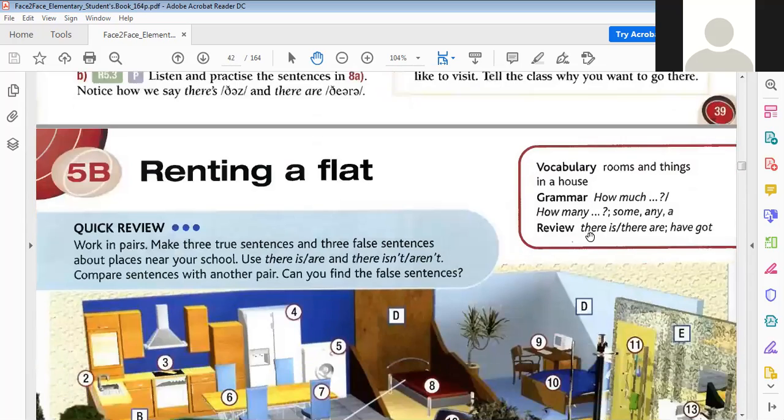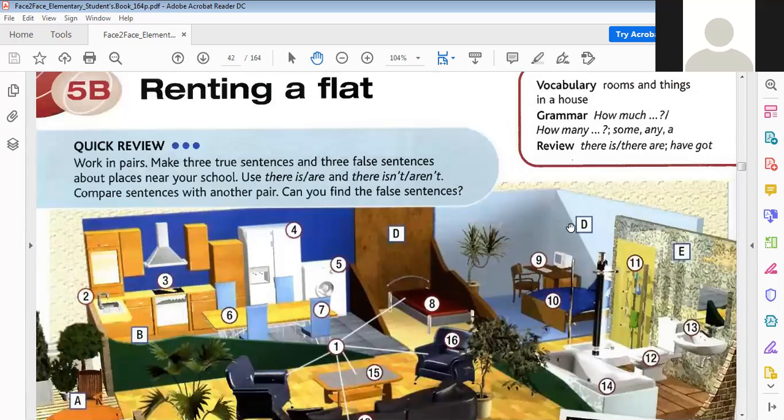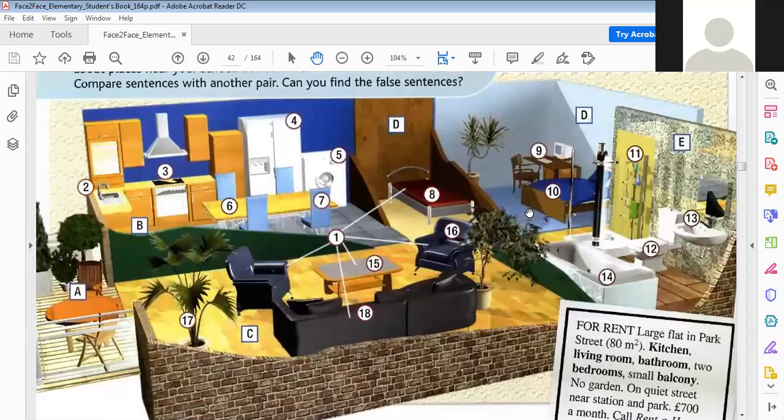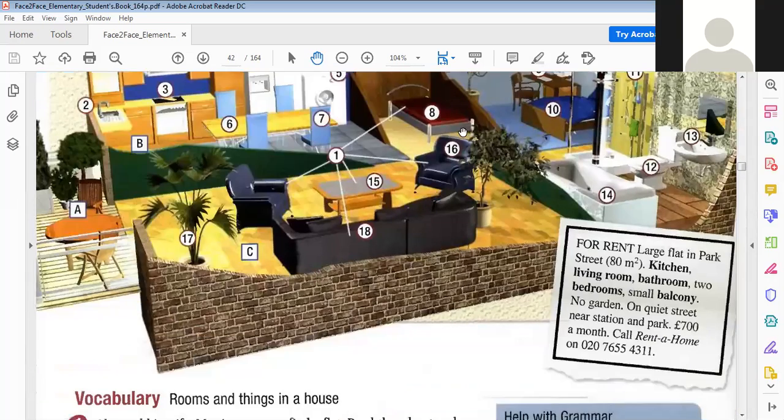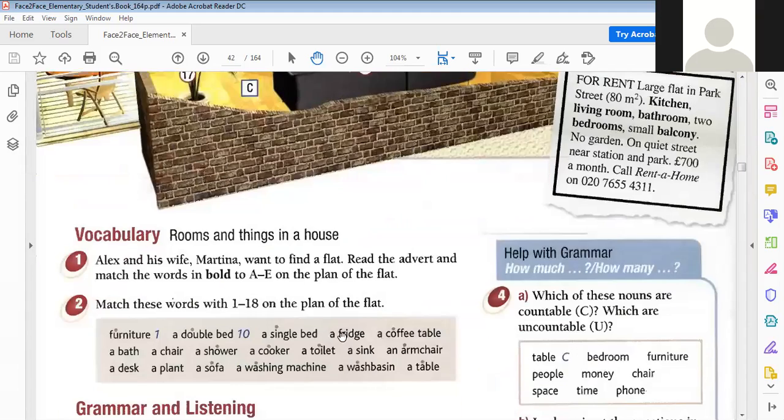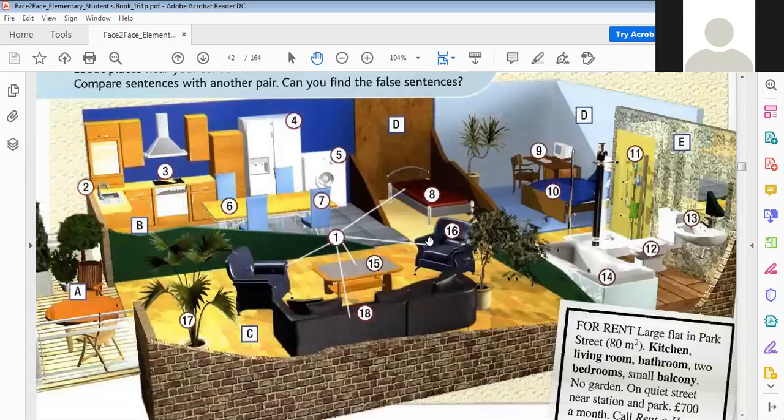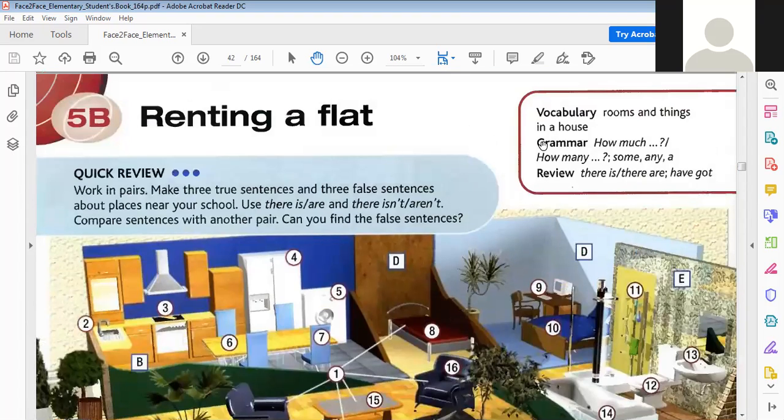And after that, we will talk about houses. Here, we're going to talk about furniture. We will learn how to use some of the words in the house, like fridge, shower, washing machine, wash basin, double bed, furniture. So we will learn some of the words to use at home, renting a flat.